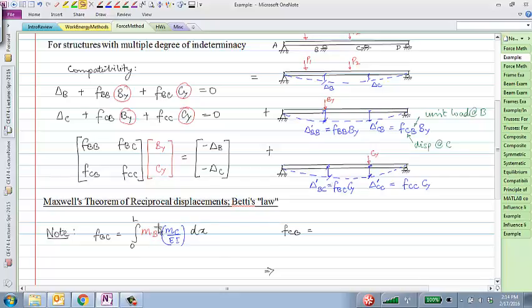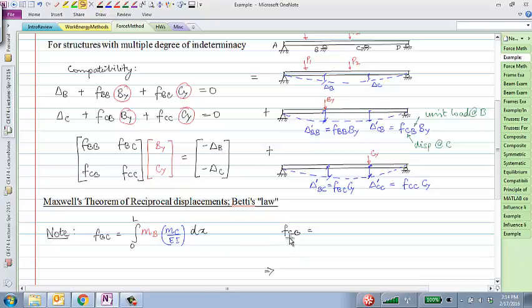I find the response or the bending moment along the beam due to a virtual load at B, and multiply it with the real curvature due to C. That's why I wrote that in red and this in blue. Okay, this is just applying the virtual work method. So hopefully you can convince yourself that this is true.